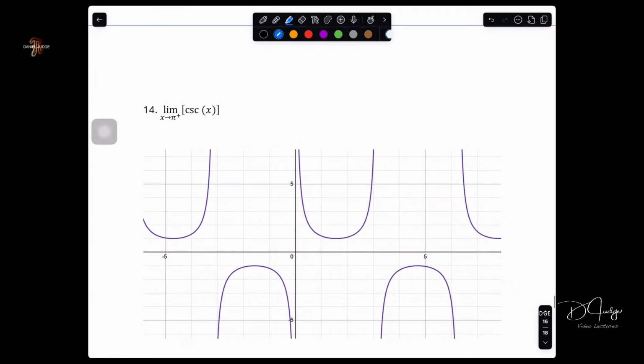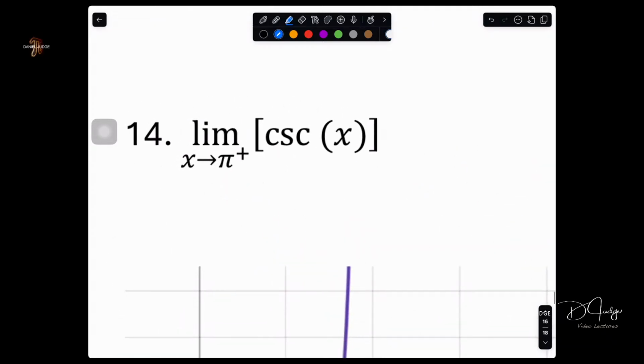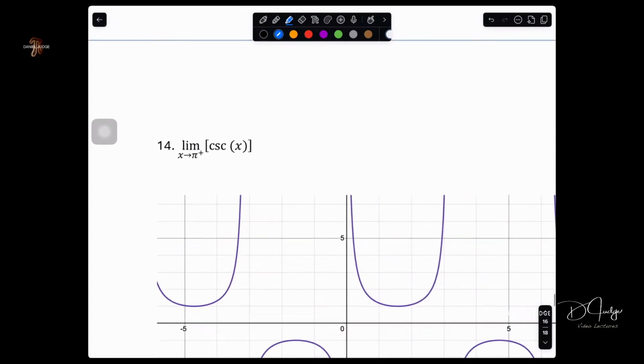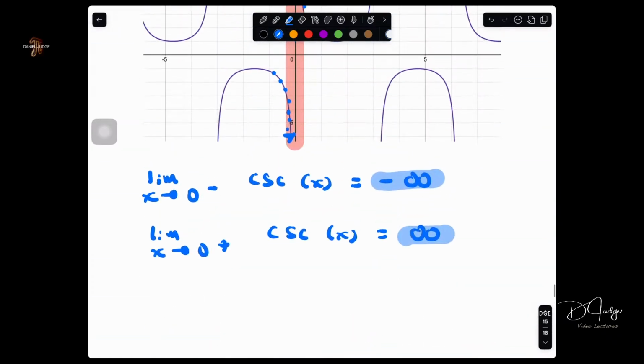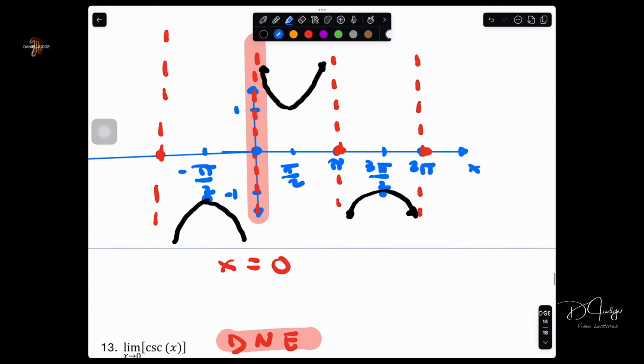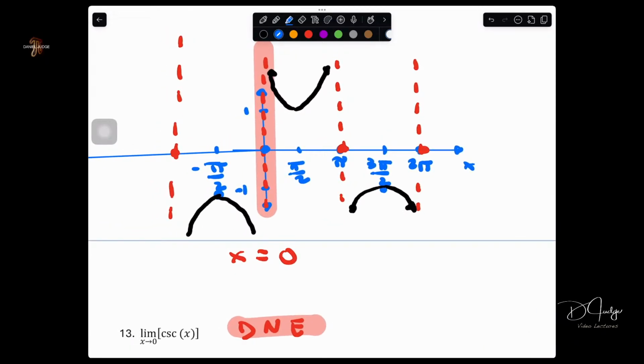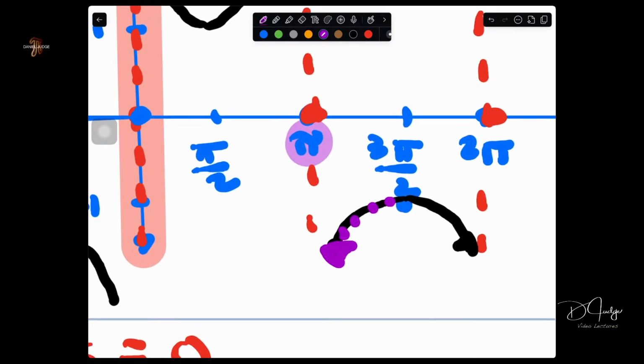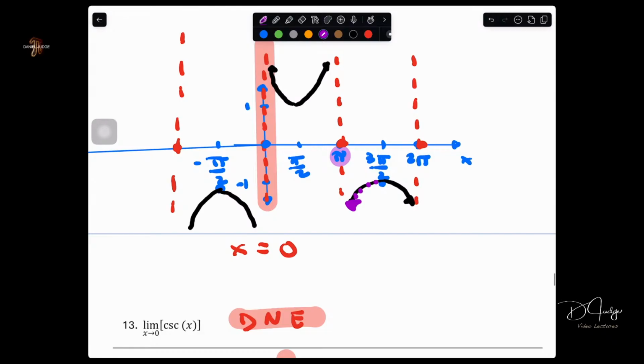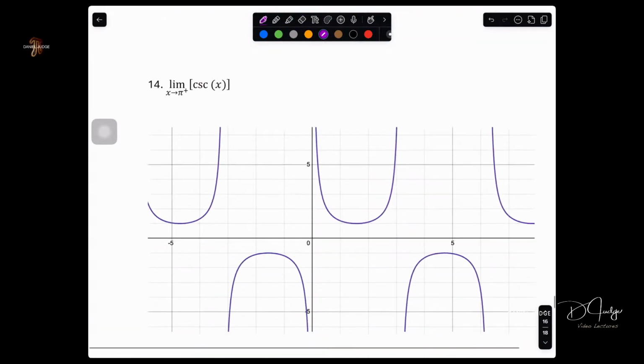And let's remember cosecant. They want the limit as x goes to pi from the right. So where is pi? Pi is over here. We still have the sketch now. You're going to pi from the right-hand side, so all of these x values are going to pi from the right. Your y value goes down to negative infinity over here. So I'm just looking again at my sketch. That answer is negative infinity.